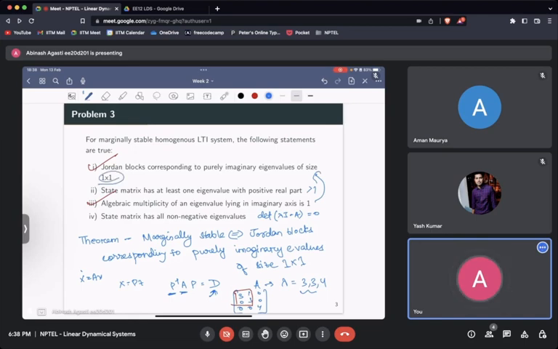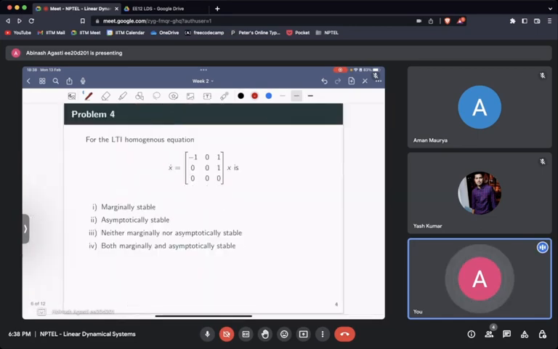So the algebraic multiplicity of an imaginary axis eigenvalue has to be 1, and correspondingly the Jordan blocks have to be of size 1 cross 1. Only then will a homogeneous LTI system be marginally stable. Alright. So I hope this is clear. We'll then move forward.